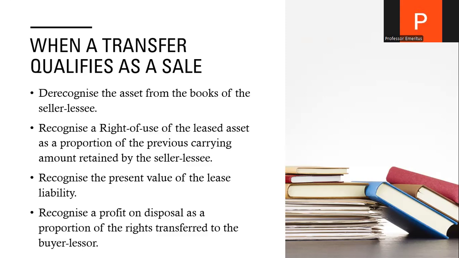After recognizing the right of use of the leased asset, you simultaneously recognize the present value of the lease liability under the liability section of your statement of financial position as a seller lessee. Then you also recognize a profit on disposal. However, not all the total profit will be recognized. You recognize the profit as a proportion of the right that you have transferred to the buyer lessor.